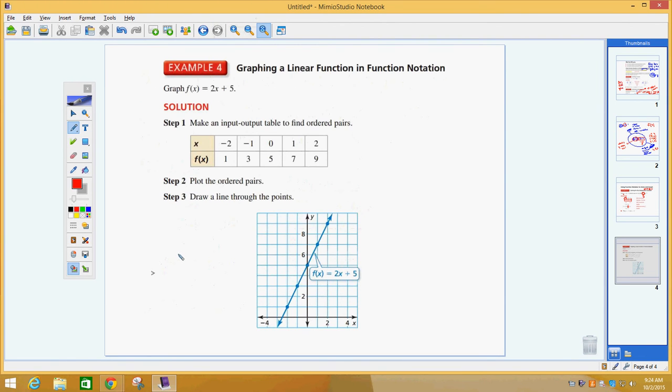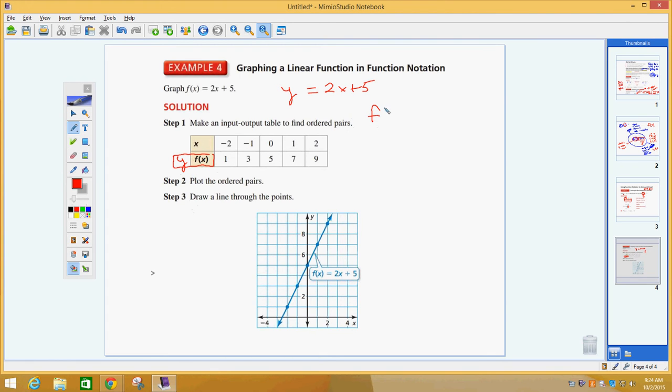And finally, let's look at graphing a linear function in function notation. It says graph f of x equals 2x plus 5. It's the same thing as graph y equals 2x plus 5. The first thing we want to do is make a table of input-output values. So I have x and I have f of x. Notice that f of x is in the place where I normally see y.